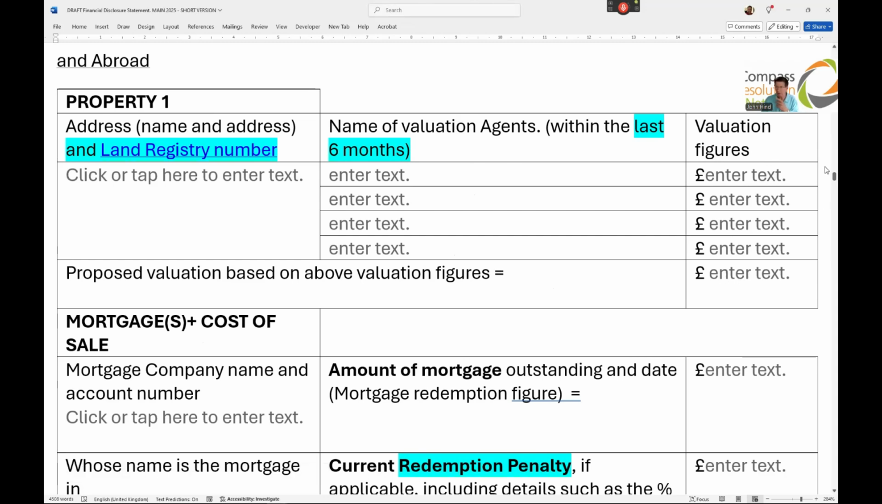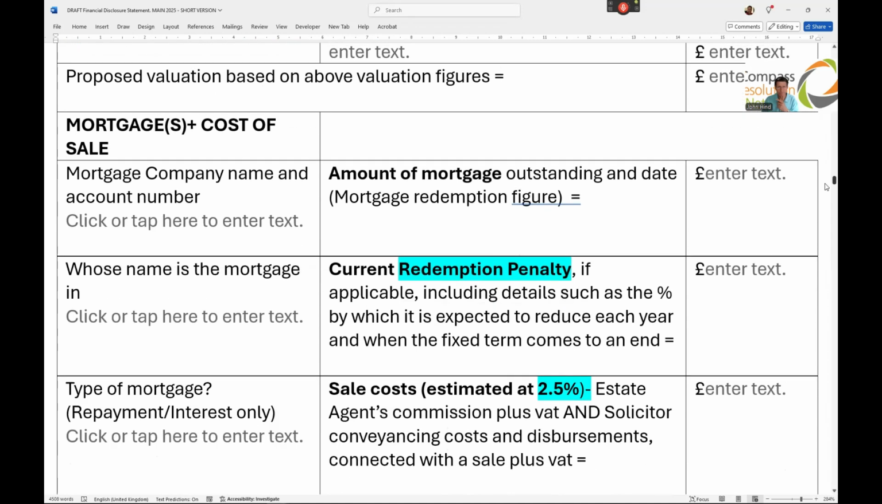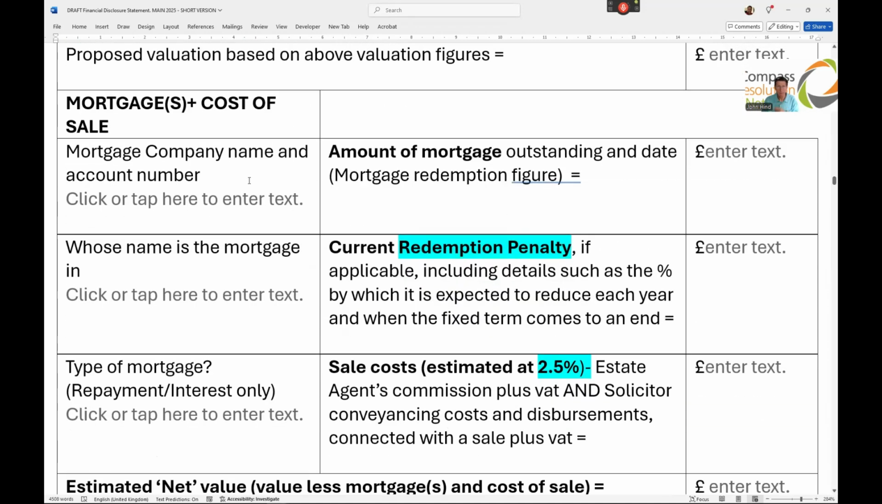On to the mortgage information. Let's put that at the center of the screen. Mortgage information. Again, please ensure that the mortgage details are accurate and up to date. Obvious information here, the mortgage company and account number, or at least the last 3 numbers of the account number, and the amount of the outstanding mortgage and the date of that. If there are current redemption penalties, again, that needs to go in here. And again, the type of mortgage is important going in here.